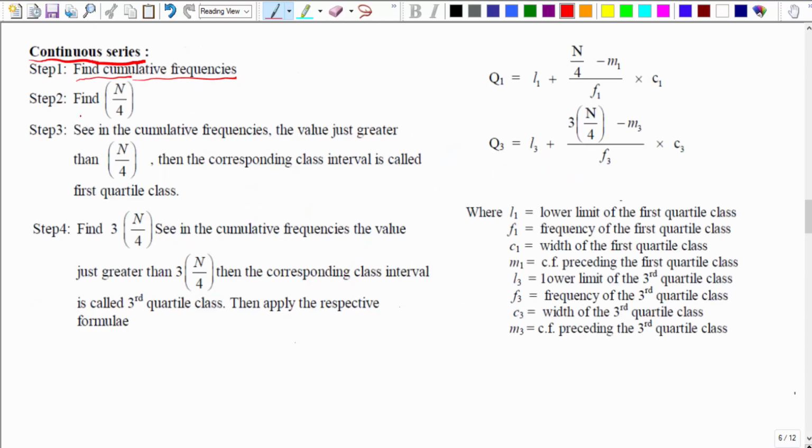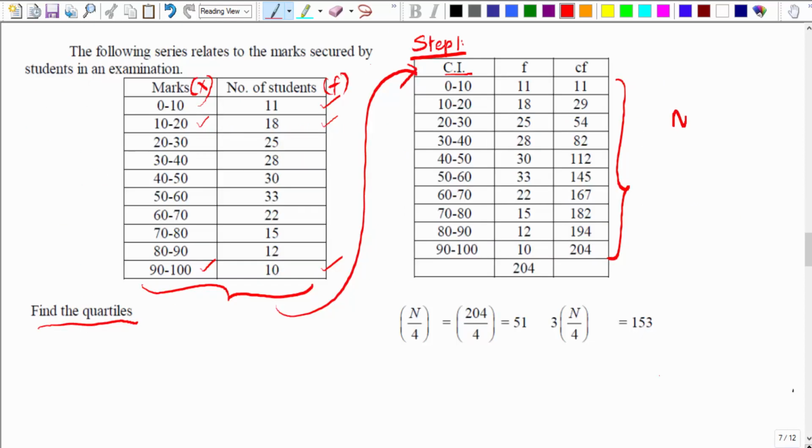Step 2 requires that we find out n by 4. And what is n? N is nothing but the summation of the frequency. If you sum all of this, of course you can know from the last cumulative frequency that it is 204. So the summation of frequency is 204, and it is called n. Step 2 demands that we find n by 4 so that we can find the first quartile class.